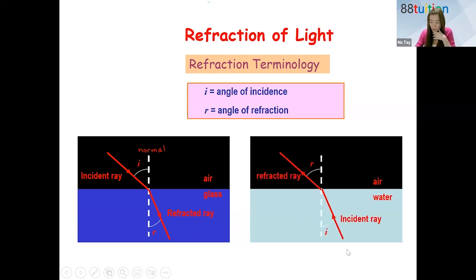When it is traveling from water into air, look at how it is traveling. This is the incident ray, because it comes in here, hits this point, the boundary, and then comes into the air. It will travel at a faster speed. Once it is at a faster speed, it will bend away from the normal. So the angle of incidence here is smaller and the angle of refraction is larger, depending on which medium it is traveling from and which medium it is entering into.